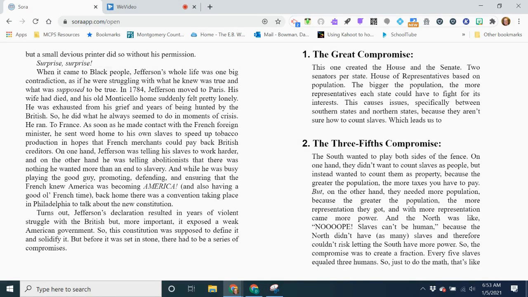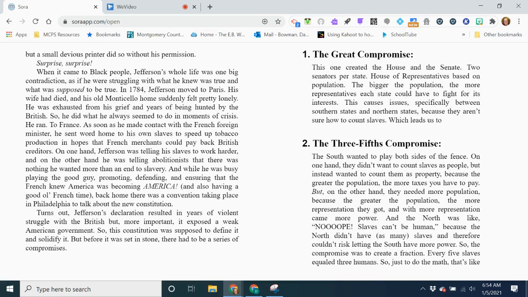Turns out Jefferson's declaration resulted in years of violent struggle with the British, but more important, it exposed a weak American government. So this Constitution was supposed to define it and solidify it, but before it was set in stone, there had to be a series of compromises.